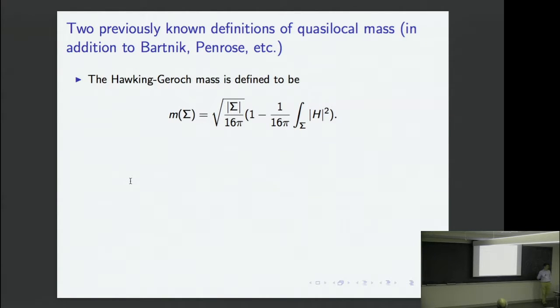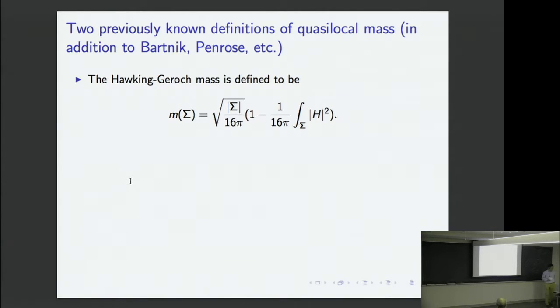So let me talk about why we consider this distinctive direction and compare this one with some previously known quasi-local masses. There are actually a few definitions of quasi-local mass, for example, one due to Bartnik and one due to Penrose. But let me just focus on these two well-known quasi-local masses, which are more relevant to our discussion here.